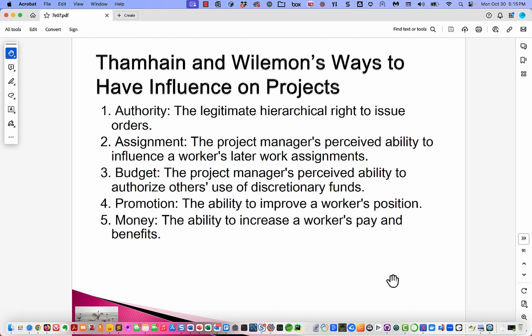So authority is the legitimate hierarchical right to issue orders. Assignment, the project manager's perceived ability to influence a worker's later work assignments. Budget, the project manager's perceived ability to authorize others' use of discretionary funds. Promotion, the ability of the project manager to improve a worker's position. And money, the ability to increase a worker's pay and benefits.